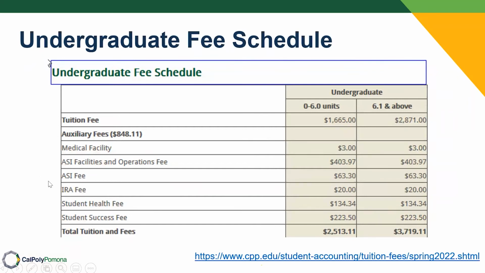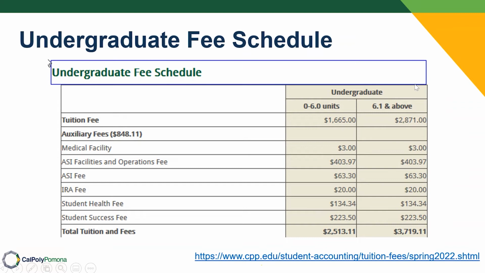And so now we're going to go ahead and break down the fee schedule and start to figure out how the financial aid gets applied. The undergraduate fee schedule is available on the cashier's office website. I'm not going to spend too long on this page, but basically what you need to know is any student in 6 units or fewer is charged one cost. Any student in more than 6 units is charged another cost.